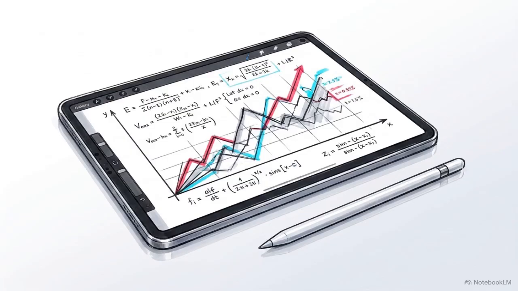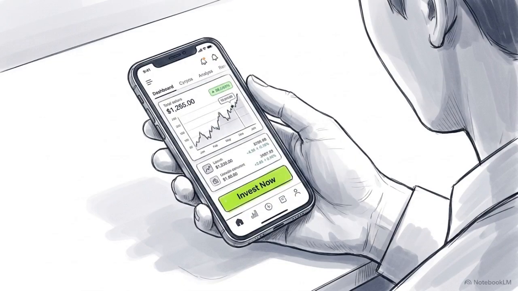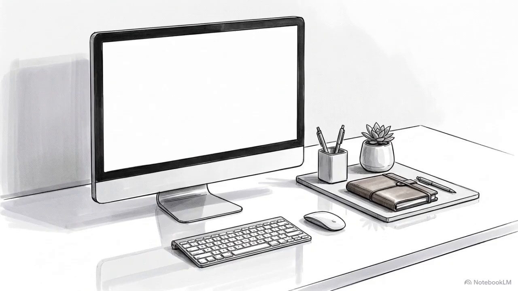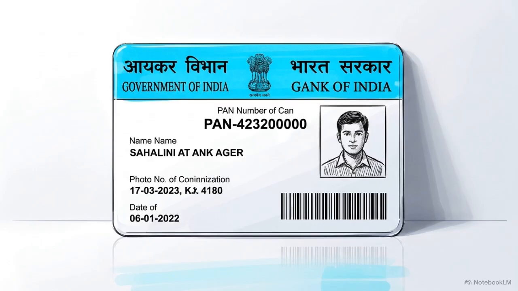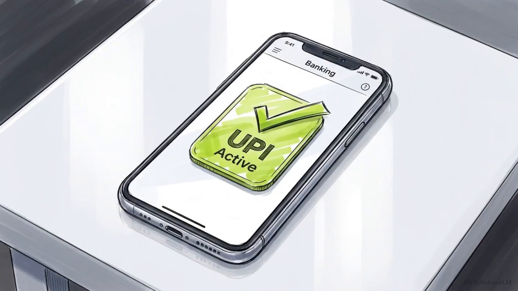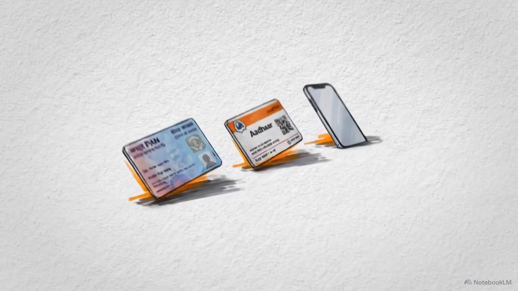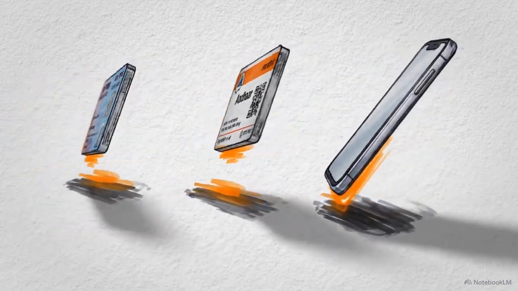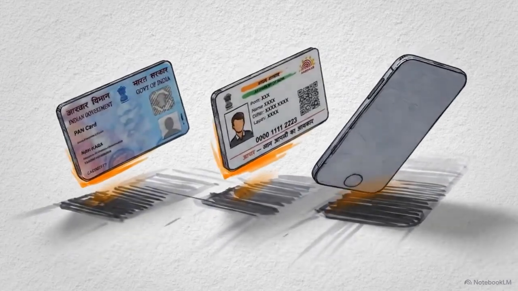To set this up correctly, we are going to walk through the math that makes this work, then execute the live setup process step by step on an app, and finally lock down the behavioral traps that cause most beginners to fail. Before opening any investment app, you need 3 administrative prerequisites ready on your desk: a PAN card, an Aadhaar card linked to an active mobile number, and a UPI-enabled bank account. Once you have these documents cleared, you stop being a passive earner. You have the tools required to start actively allocating your capital.